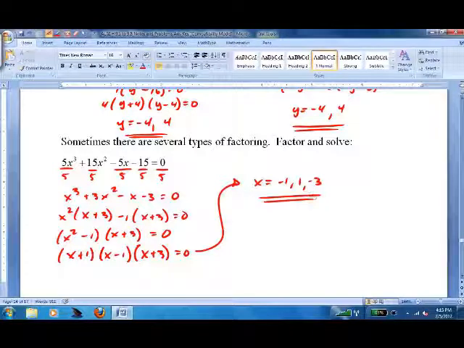Many math teachers want you to put that in order. I don't care. Get your answers, make me happy, make yourself happy. If you want to go back and check these, you could. Let's put in 1 for a second. 5 plus 15 is 20. Minus 5 minus 15 is 0. 1 definitely works. You could check the rest. They will also work.